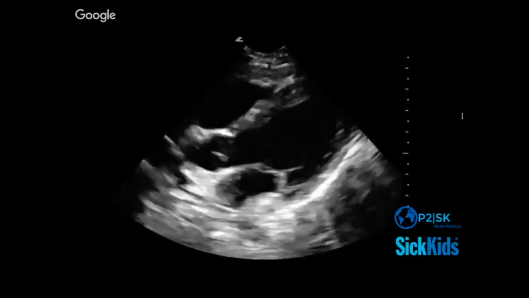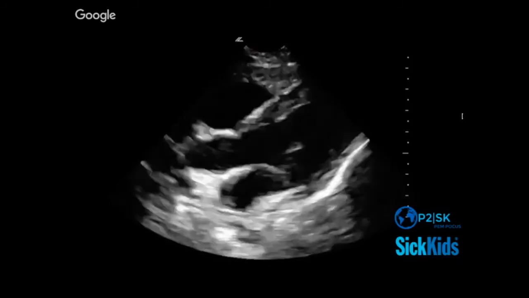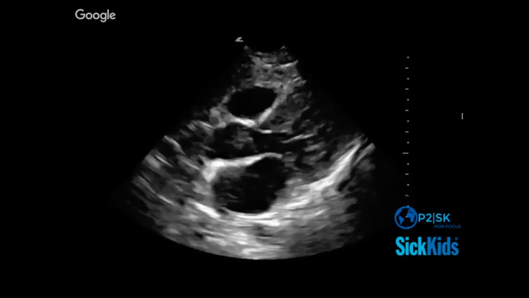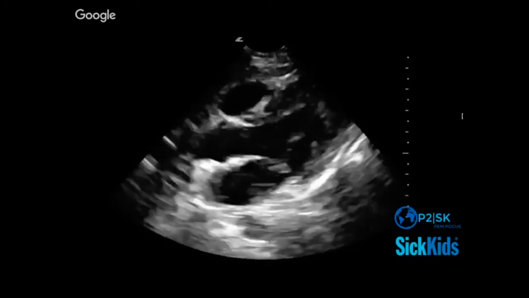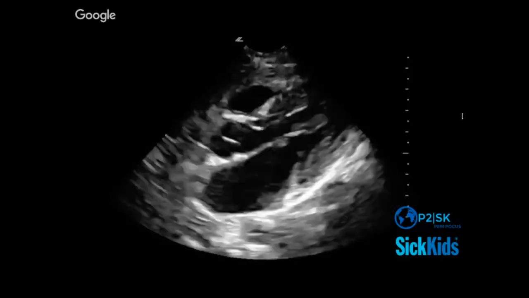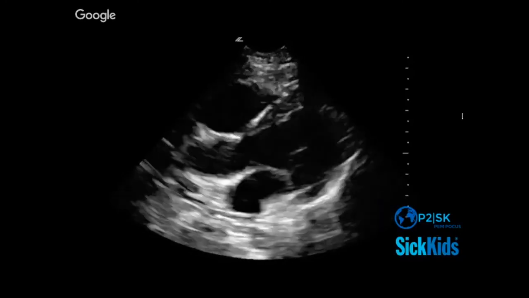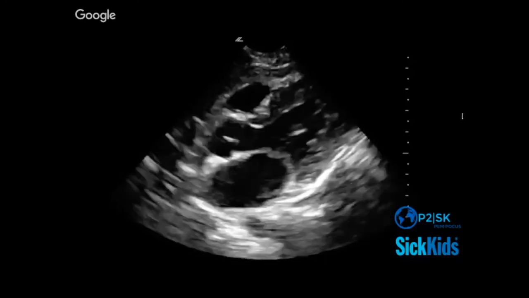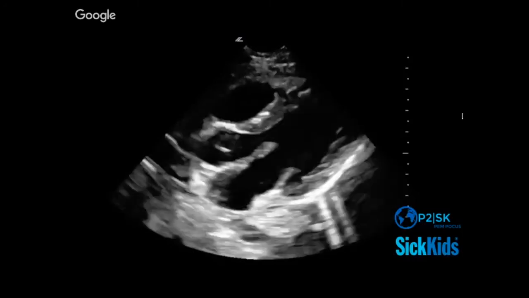Okay, so I need my fellows to tell me what view of the heart this is. And they say the parasternal long axis. And what's that most useful for telling you about the heart? Function. Very good. So how do they think the function of this heart looks? Good or bad? All right. So we have a good squeezing left ventricle.